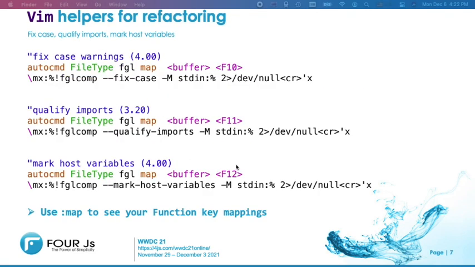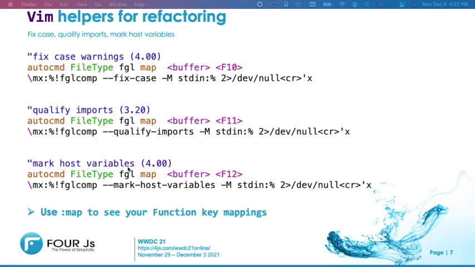Vim helpers for refactoring. Since 3.20, FGL-Comp has new options for assisting you in code refactoring, and Vim can make use of those helpers too by defining little wrappers, and you can map those wrappers as usual to a function key. One is the FGL-Comp --fixed-case. This is very new since 4.0. Second one is qualifier imports, already available since 3.20. And the third one, mark host variables, also new since 4.0.